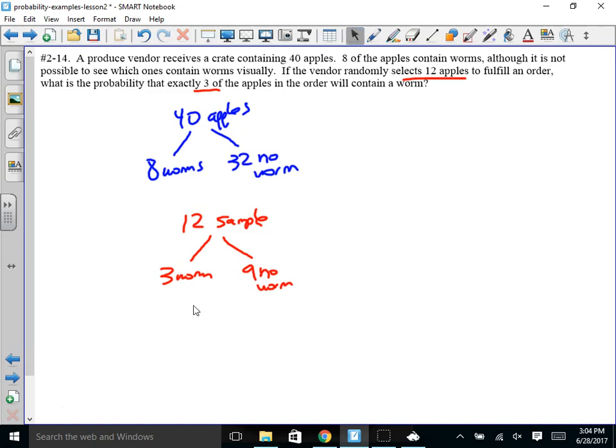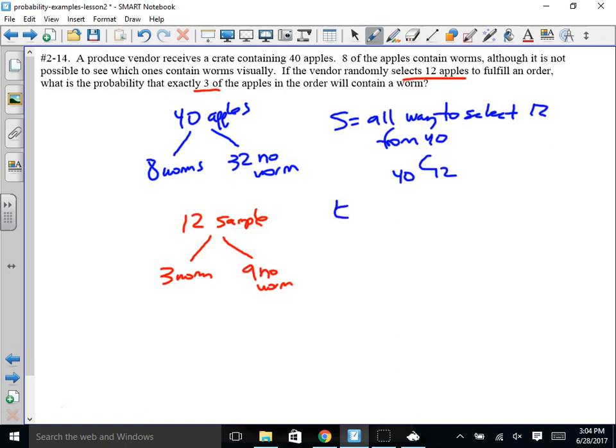Okay. So the reason I'm drawing it this way is because this is really a counting problem, right? The sample space is going to be all ways to select 12 from the 40 if I don't care about worms or not, and by now we know that's 40 combination 12. But when we get to the event space, it's going to be specifically the ways to get exactly 3 worms and 9 non-worms, right?